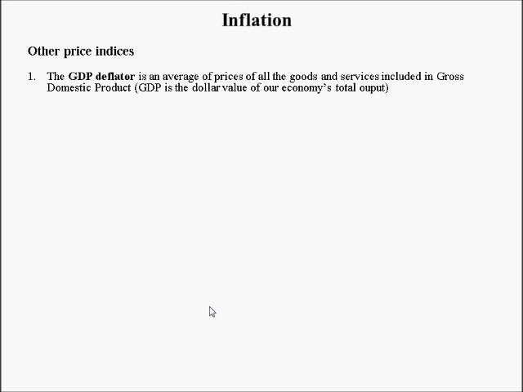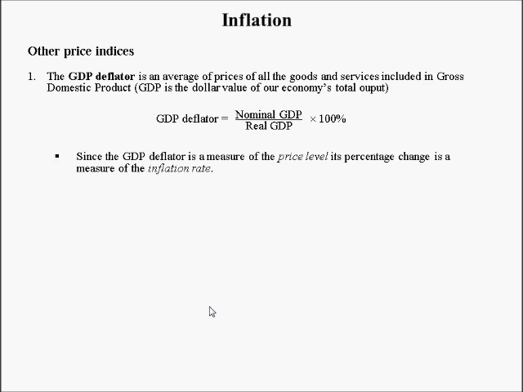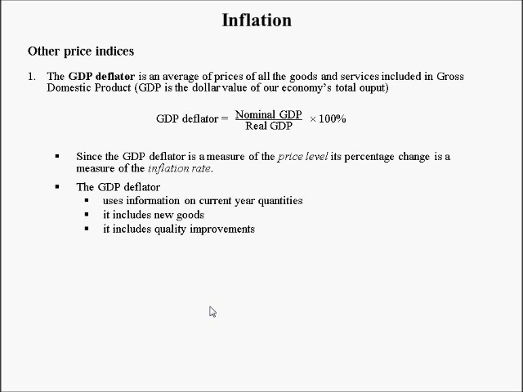Now there are other price indices. There's the GDP deflator. It's an average price of all goods and services included in the gross domestic product. The GDP deflator is computed by taking the nominal GDP, dividing it by real GDP, multiplying by 100. Since the GDP deflator is a measure of the price level, its percent change is a measure of inflation. The GDP deflator uses information on the current year quantities.